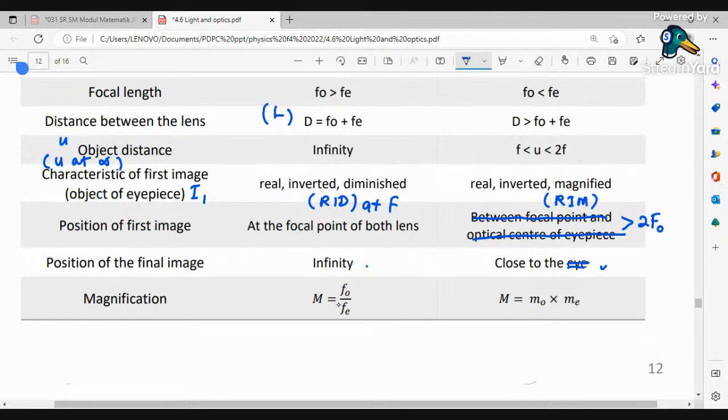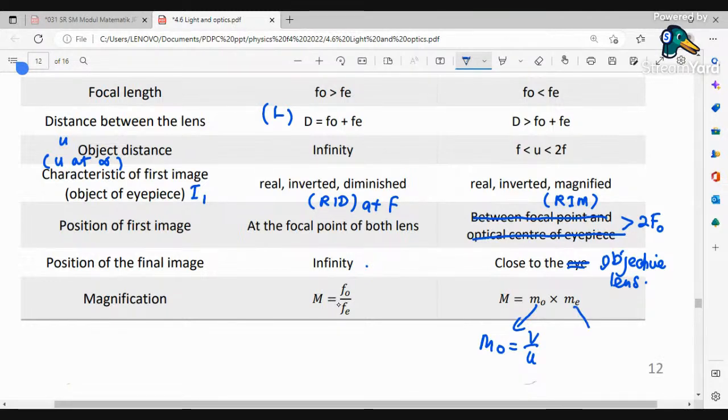Close to objective lens. Okay, maksudnya dia ada di sebelah objek. Okay, the object side. First object. Magnification, kita ambil magnification for objective lens. Kalau objective lens ni you kena kira balik MO, kira untuk guna V over U ataupun HI over HO.